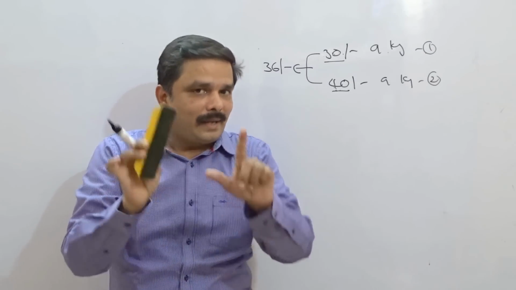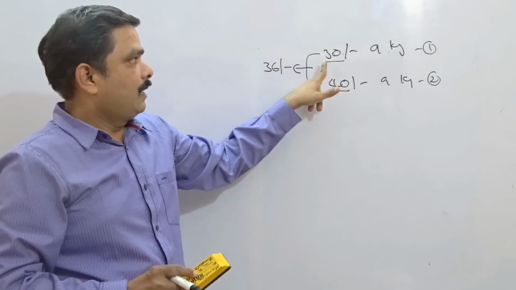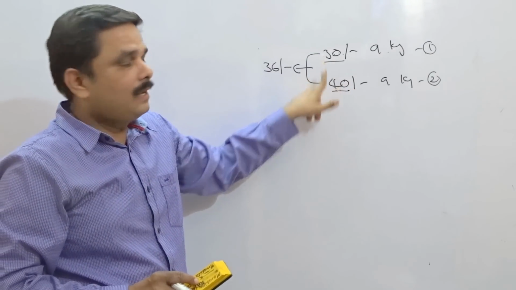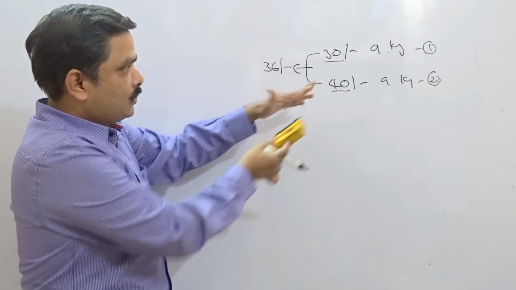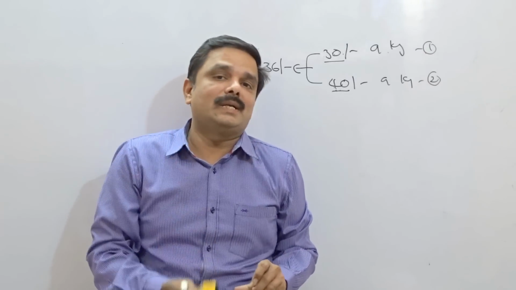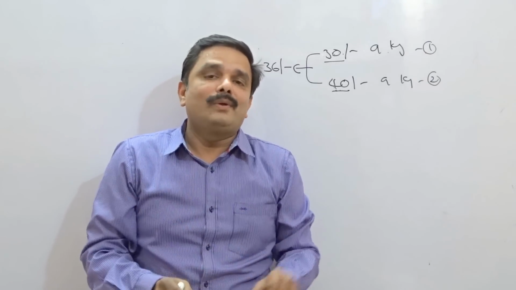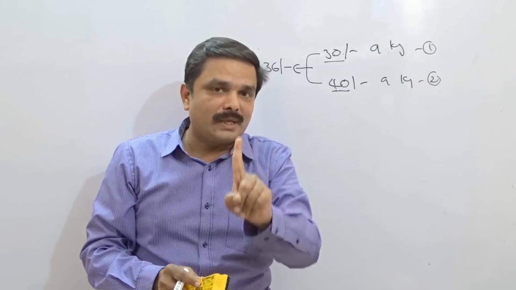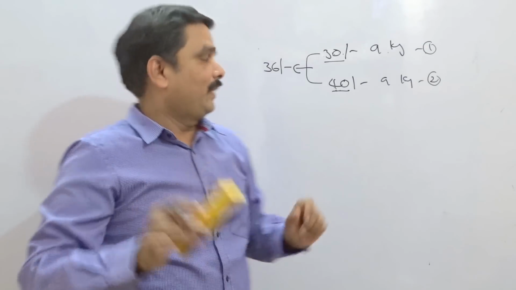Got the idea, right? I ask the question again. If a trader has a variety of rice costing him 30 rupees a kg, the other one costing him 40 rupees a kg, and he wants to mix up these two so that the mixture is costing him 36 rupees a kg, in what ratio he has to mix it up? Now we can solve this question in one step by using the rule of alligation. How to use the rule of alligation here?